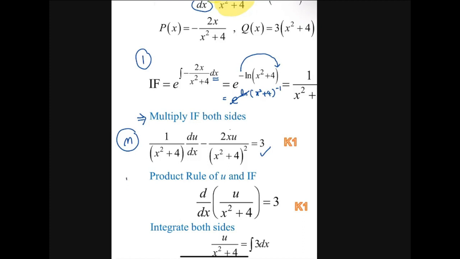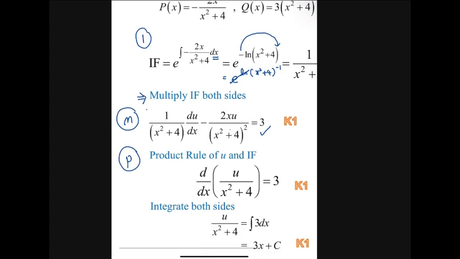And then moving on to the fourth step, product rule. So how do we simplify this? Remember, focus on the first term, factorize out our derivative d over dx, and then everything else you just have to copy back into the bracket. That's how we obtain d over dx of u over x squared plus 4. And then ignore our second term. For the third term, you just have to copy it back. So that's how we get equal to 3.